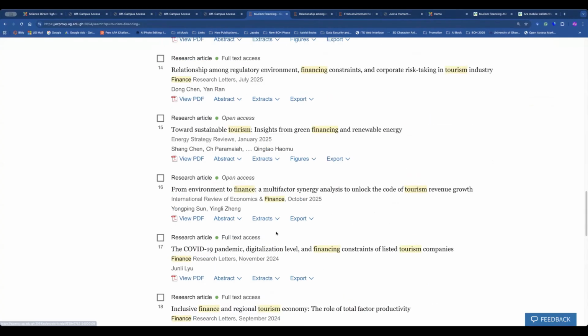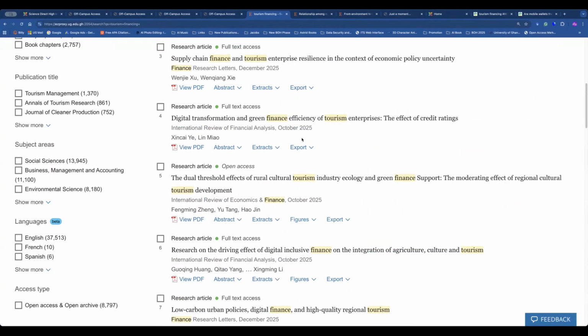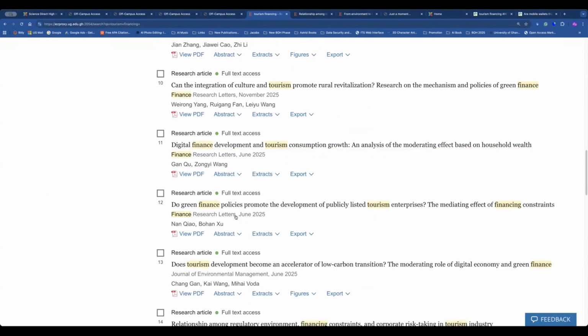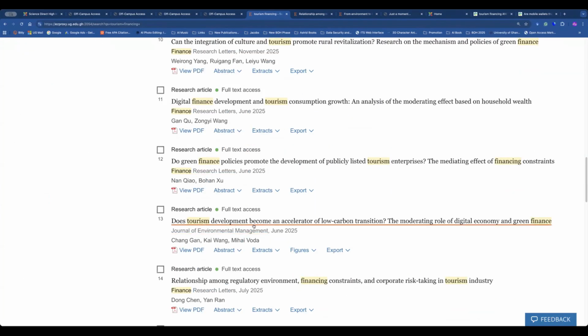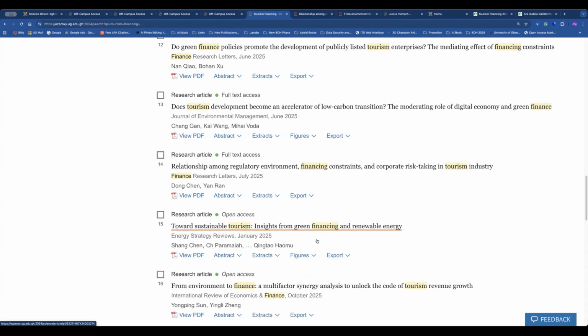Now, do you realize that if you're doing a study on financing of tourism, even just here will give you ideas without even reading the abstract? Look at a paper like this. "Does tourism become an accelerator for low carbon transition? The moderating role of digital economy and green finance." Look at this one too. "Towards sustainable tourism: insights from green financing and renewable knowledge."